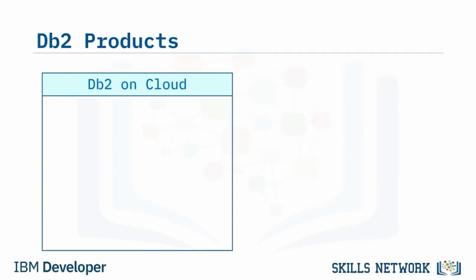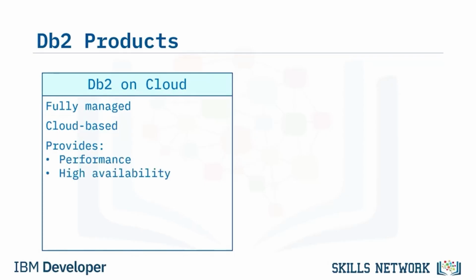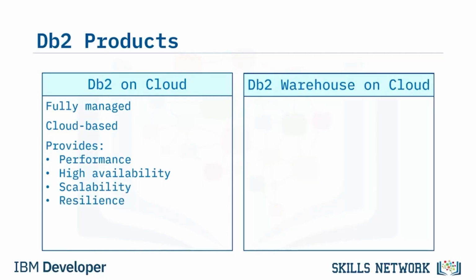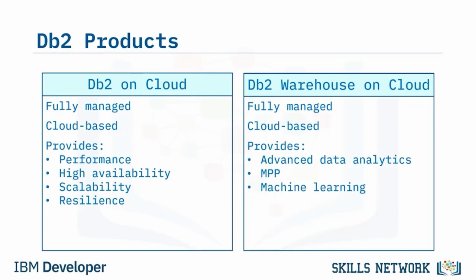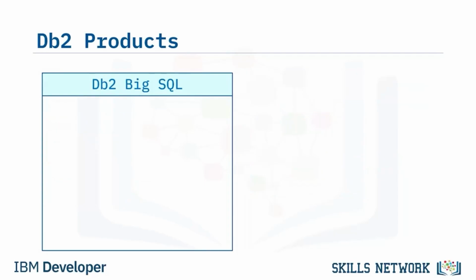DB2 on Cloud is a fully managed cloud-based SQL database which provides similar features to DB2 database: performance, high availability, scalability, and resilience. And DB2 Warehouse on Cloud is a fully managed, elastic, cloud-based data warehouse that provides similar features to the on-premises DB2 warehouse. You can deploy both of the cloud-based products on IBM Cloud and Amazon Web Services.